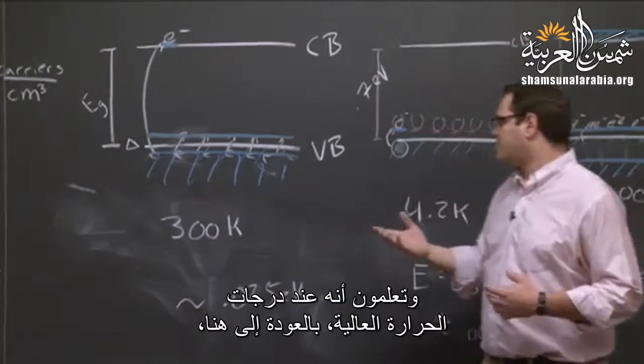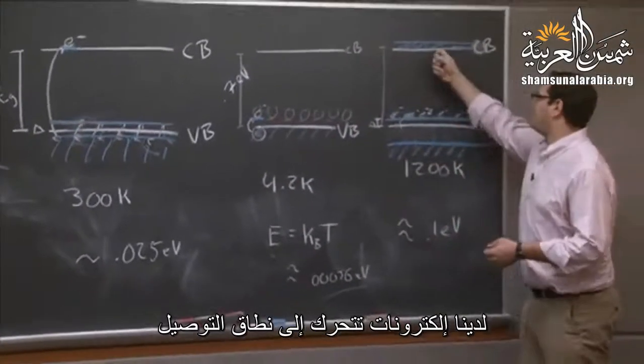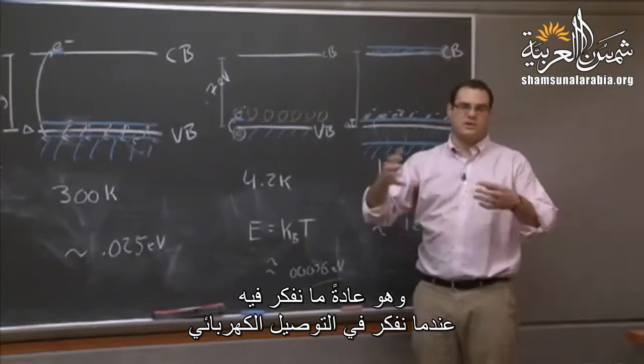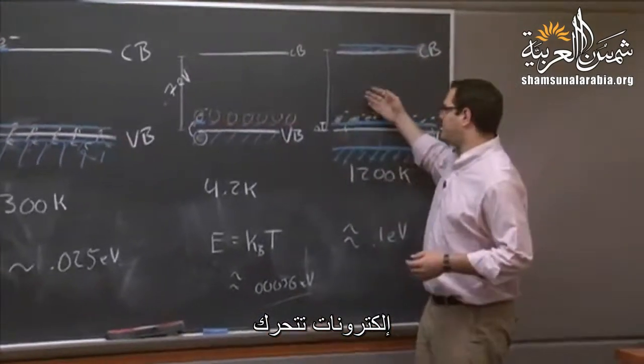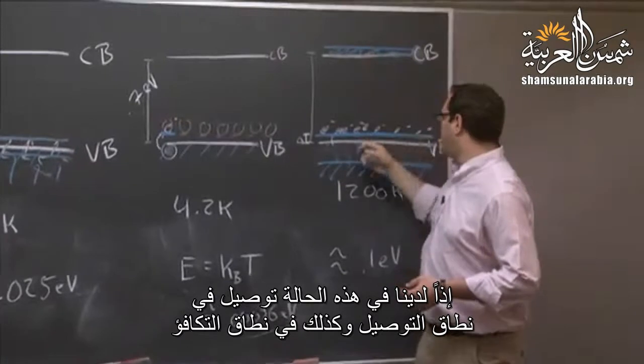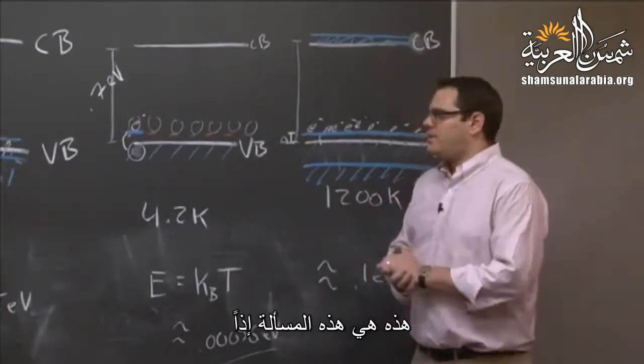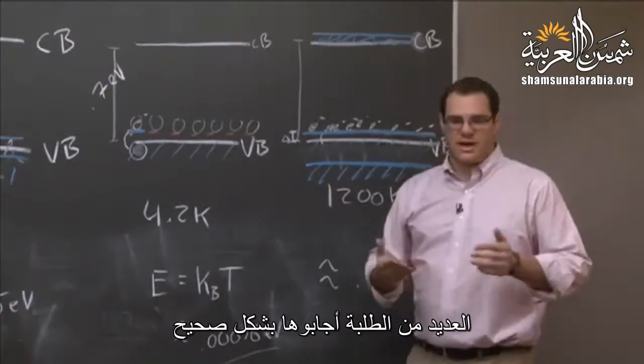And at high temperatures, back over here, we have electrons moving to the conduction band, which is traditionally what we think of when we think of conduction, electrons moving around. So in this case, we have conduction in the conduction band as well as in the valence band. Okay, so that's this problem. This problem was generally pretty easy. Many students got it right.